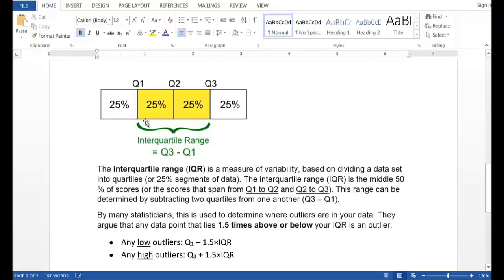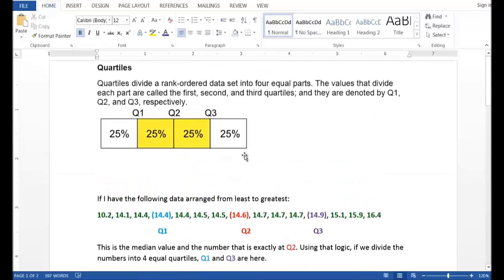So this interquartile range can be taken and you can actually get a number for how spread out it is by taking Q3, whatever number we got before, minus Q1. So we can figure out what that interquartile range is by taking Q3 minus Q1. Well, what was Q3 and Q1? Well, we know that Q3 was 14.9, and we know that Q1 was 14.4. So recall those numbers, because that's what we're going to use to find the interquartile range.